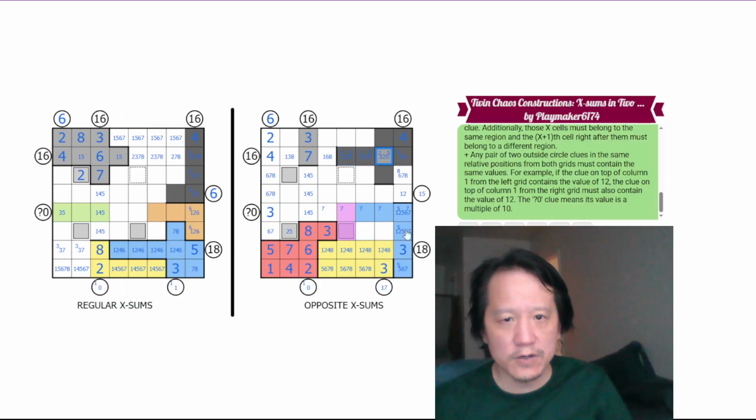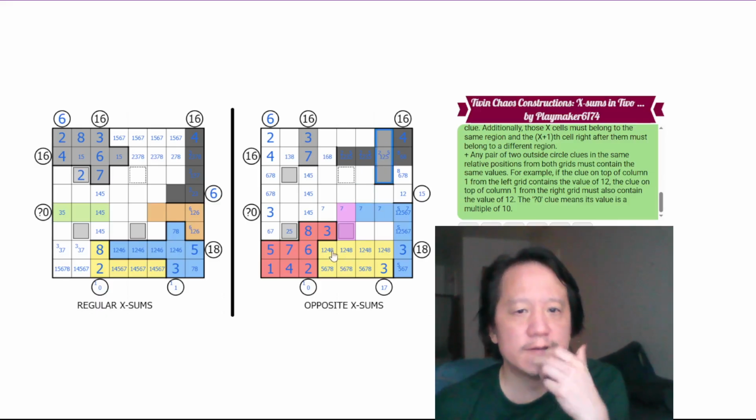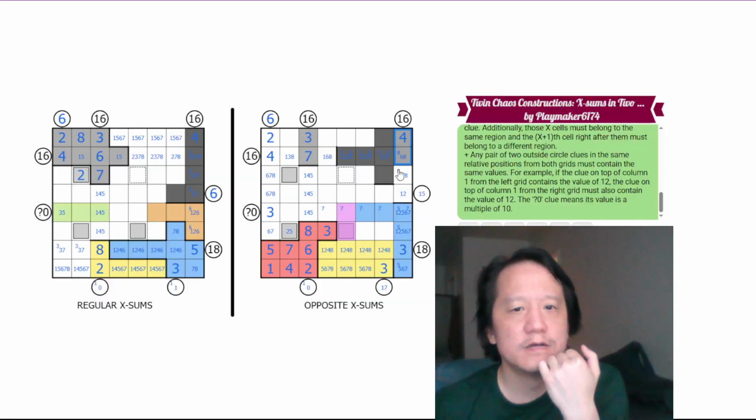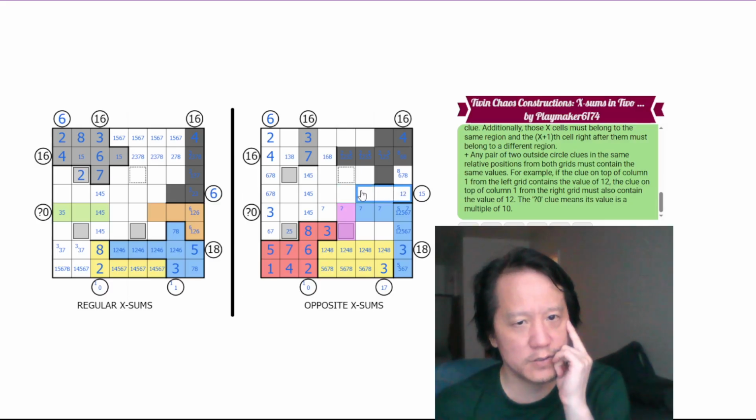No 3 here. We have 1, 2, 3, 4, 5, 6, 7. So we can only have one more dark, and this can't be blue. So this must be part of another region. It could be part of pink, or it could be some orange one. It has to get out, though. So orange has to get out.